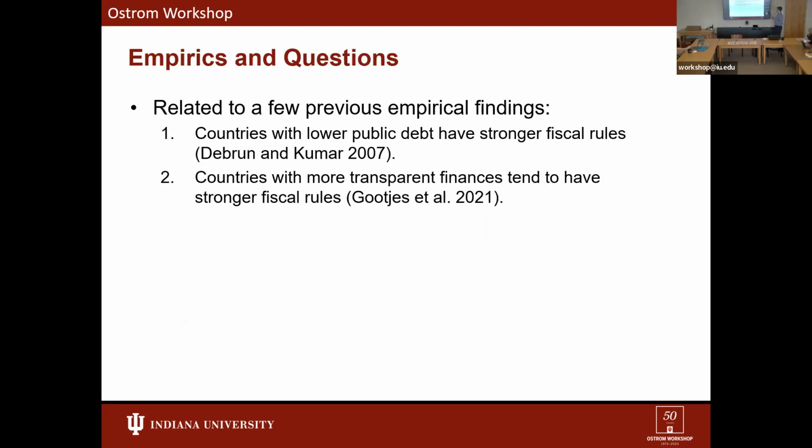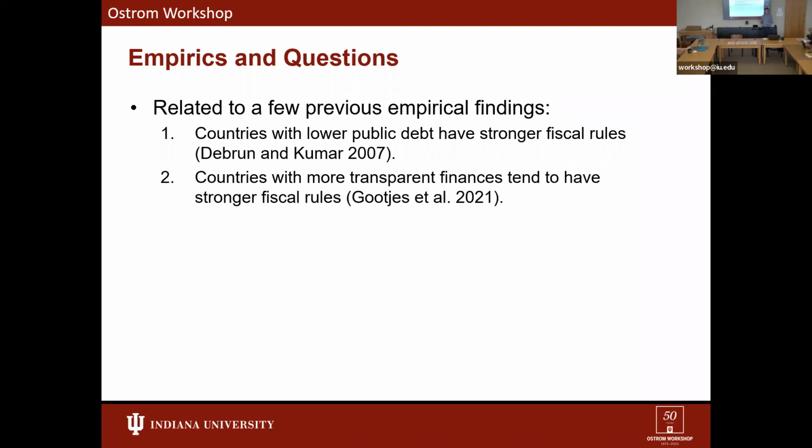And so the model, I think, relates to a few previous empirical findings, and provides a framework or a lens in which to interpret them. One empirical finding is that countries with lower debt have stronger fiscal rules, which is interesting for two reasons. One, these are the countries that supposedly need strong fiscal rules the least. So it's interesting why they would be the ones with stronger fiscal rules.